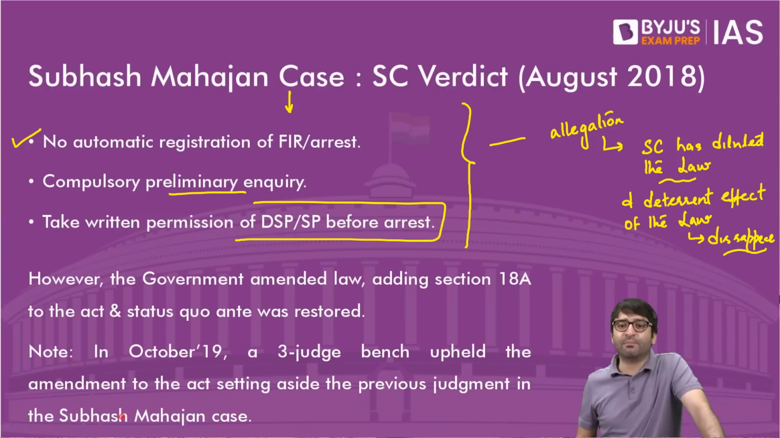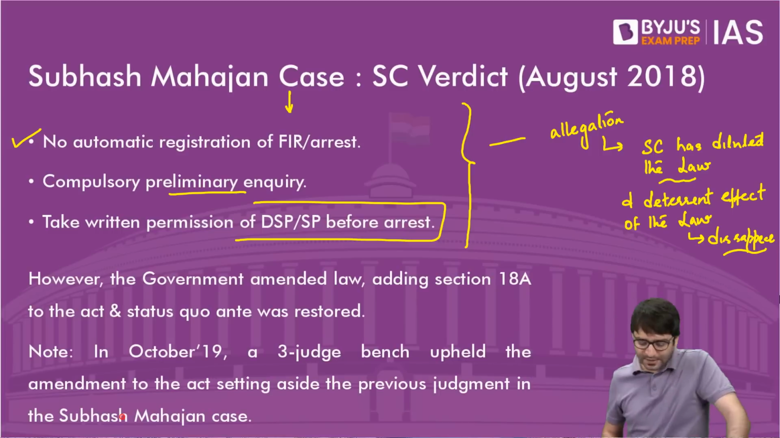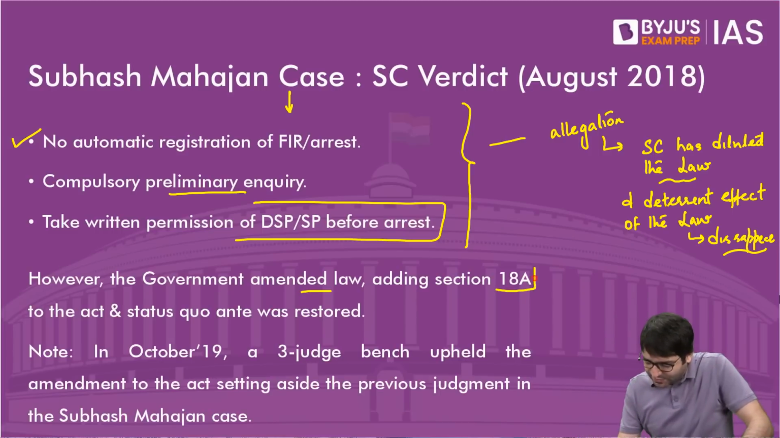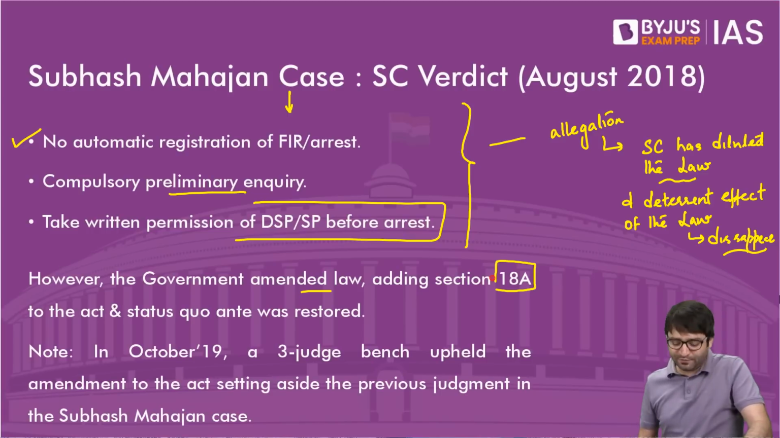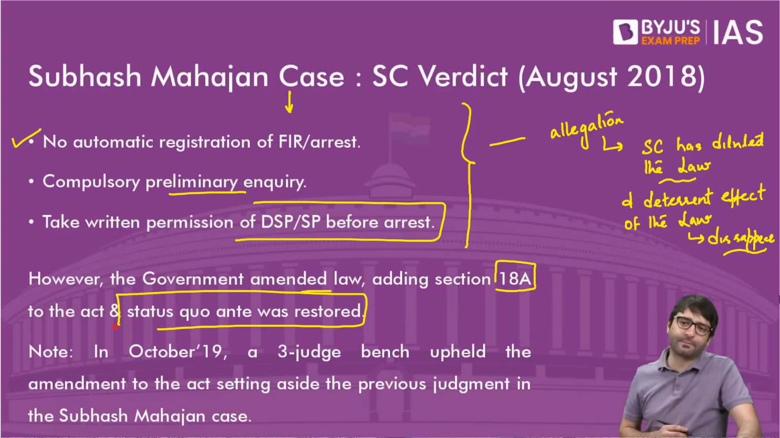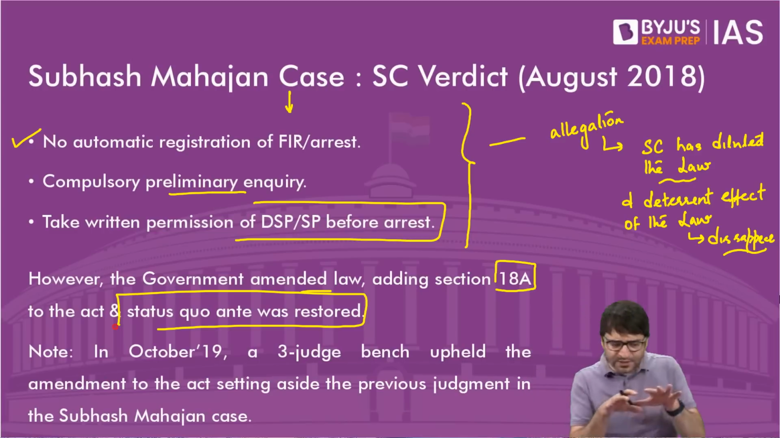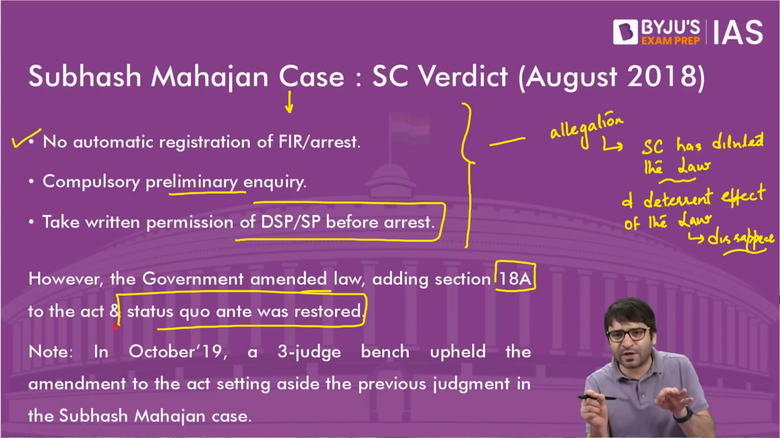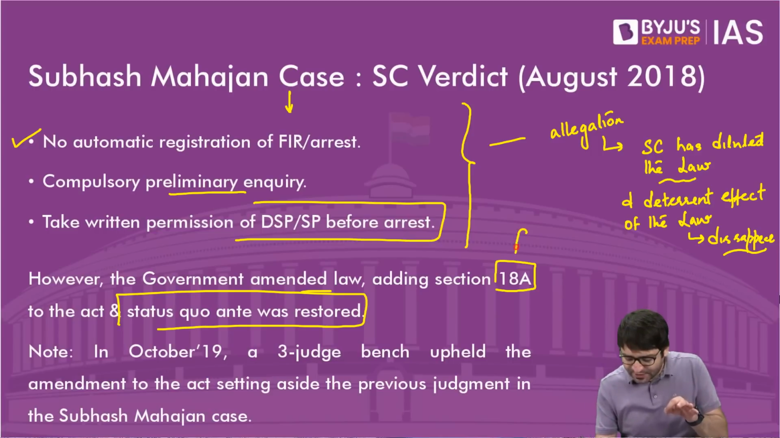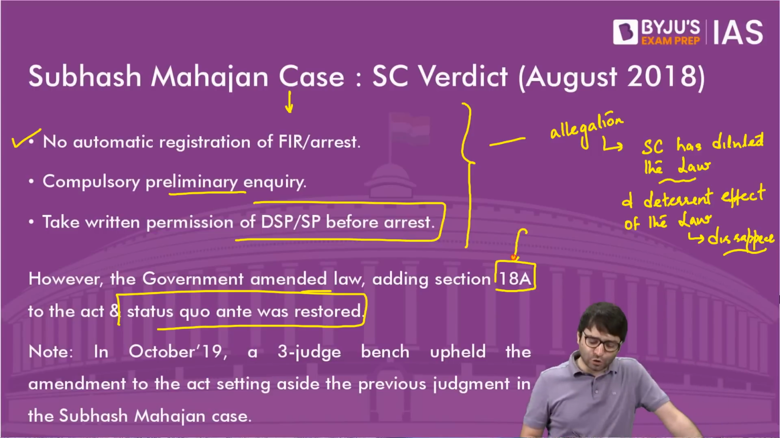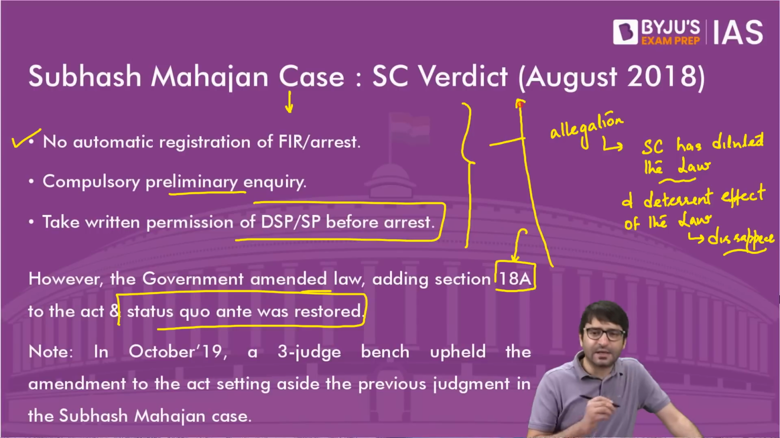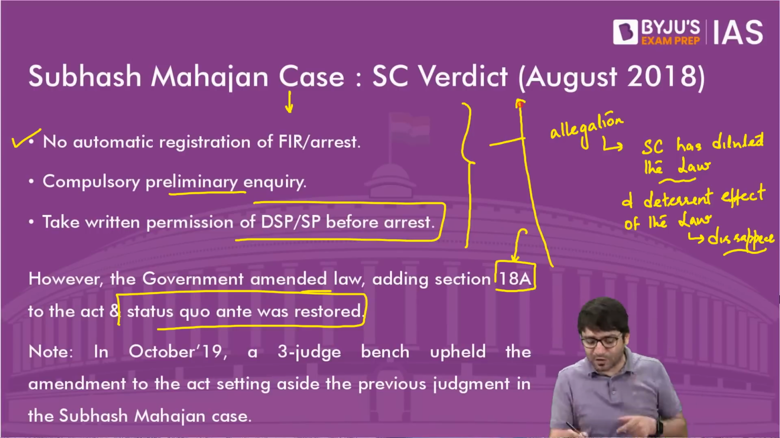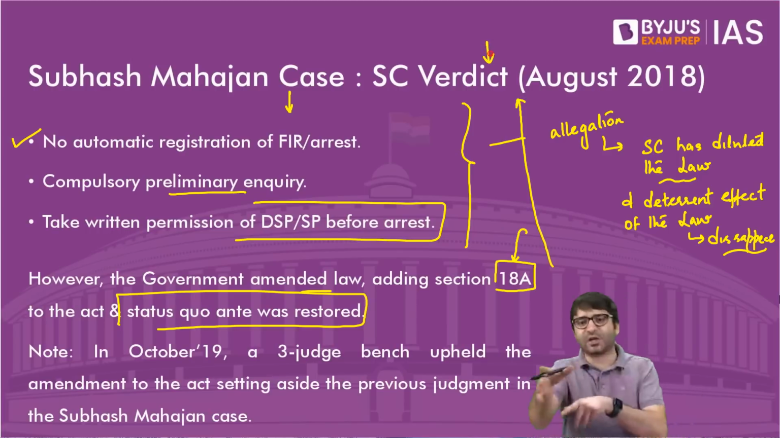And when this judgment was given, and there was a series of protests, ultimately the government decided to amend the law, the Atrocities Act. The government amended the law, added section 18A to the Act, which restored the status quo ante. Status quo ante in the sense, what did this judgment, the Subhash Mahajan case, say? No automatic immediate arrest or FIR, a preliminary inquiry, and written permission from the DSP or the SP before making the arrest. By adding section 18A, the position was restored to what it was before this judgment. The same position continues.